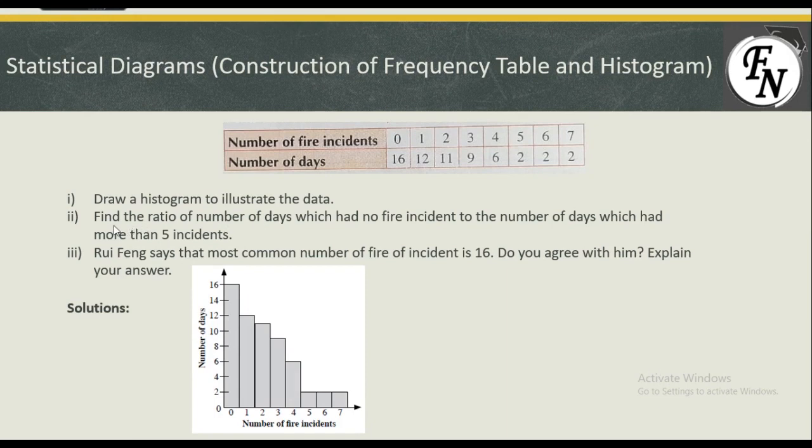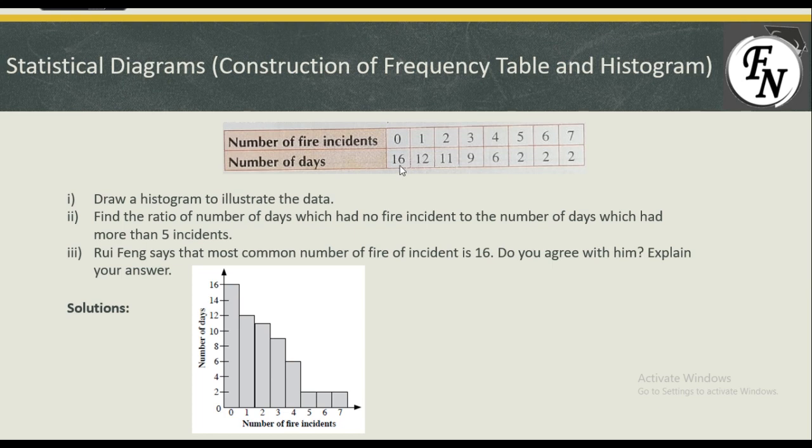So our question is to find the ratio of the number of days which had no fire incidents, there are 16 days which had no fire incidents, to the number of days which had more than 5 incidents. When I talk about more than 5 incidents, there are 6 incidents or 7 incidents. There were 2 days which had 6 incidents and 2 days which had 7 incidents. So a total of 4 days had more than 5 incidents, and we need to write the ratio with the day which has 0 incidents.